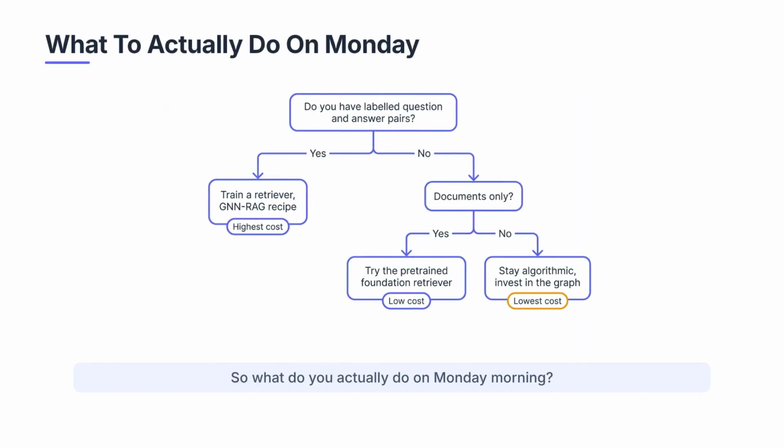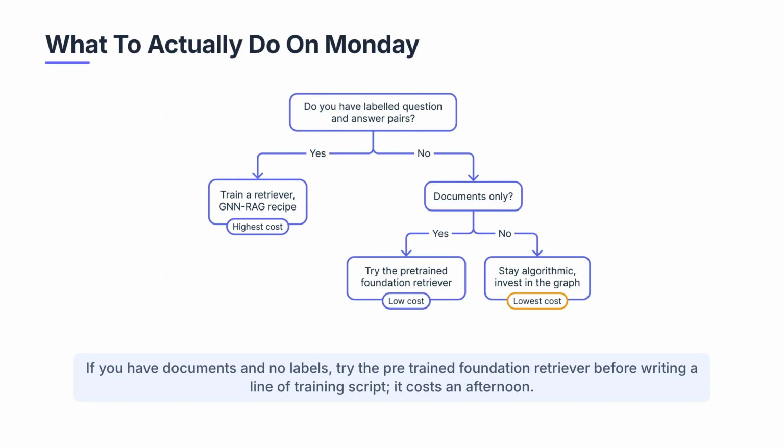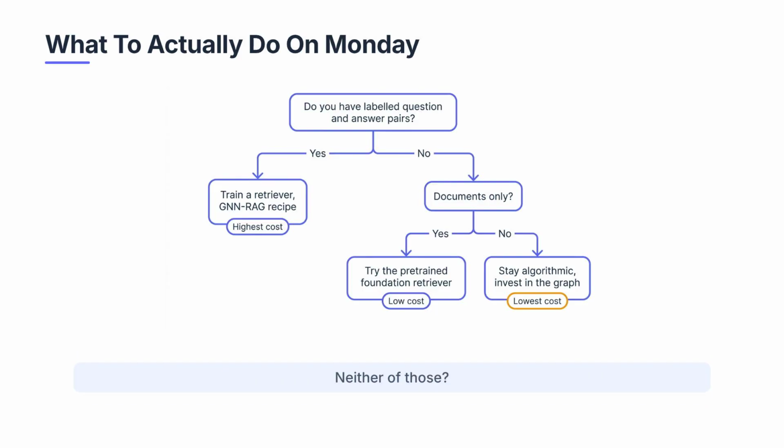So what do you actually do on Monday morning? If you already have a knowledge graph and real question and answer logs, a trained retriever is now a reasonable line item, and GNN-RAG's recipe is a good template. If you have documents and no labels, try the pre-trained foundation retriever before writing a line of training script. It costs an afternoon. Neither of those? Stay algorithmic and spend the money on your graph.